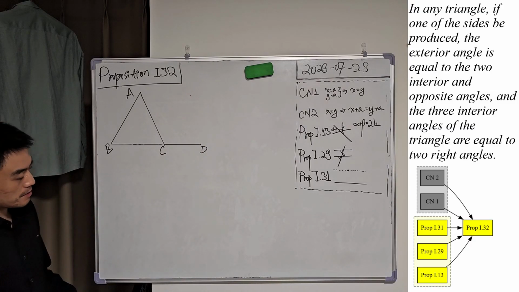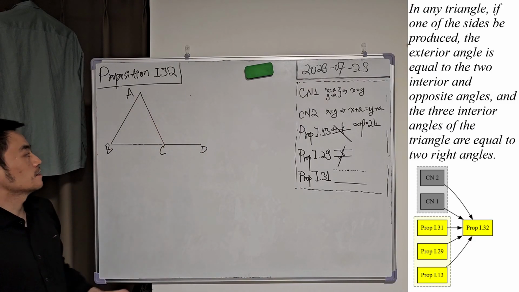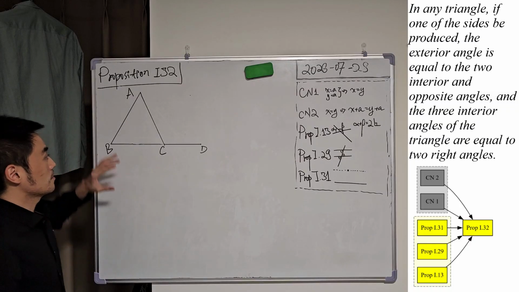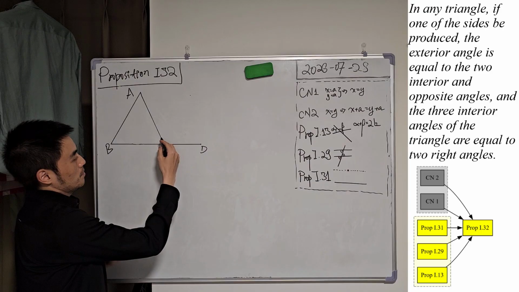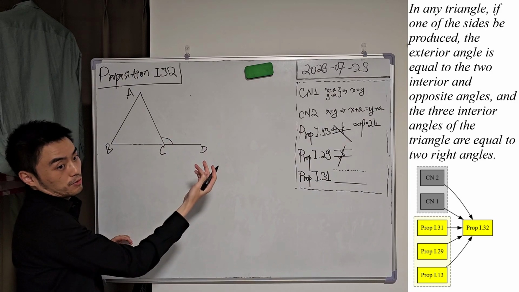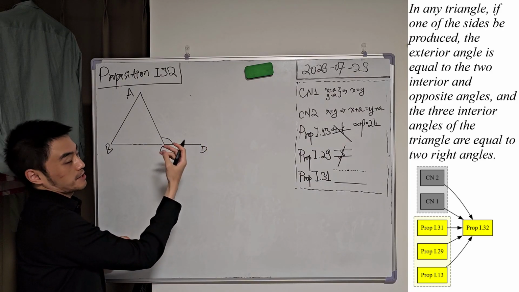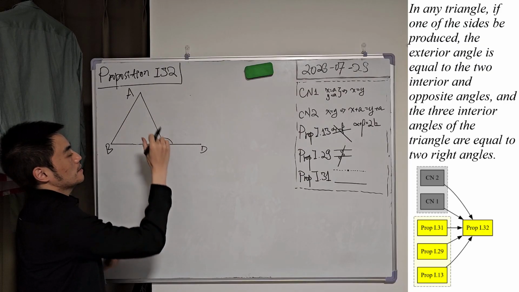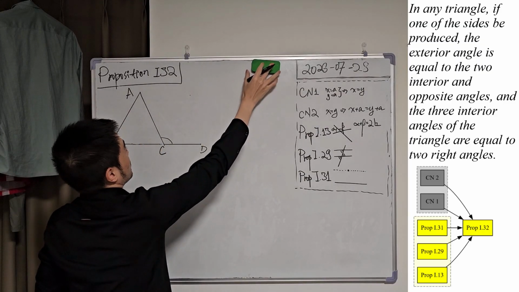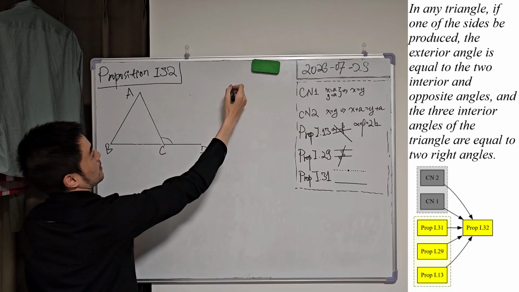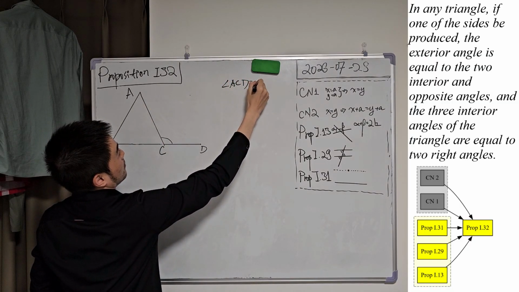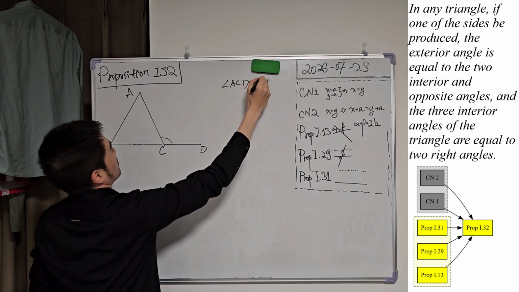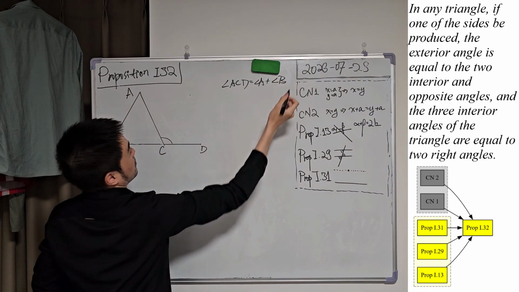Okay, so this proposition states that given any triangle, for example this, the exterior angle is equal to the sum of two opposite interior angles. For example, this proposition states that angle ACD is equal to angle A plus angle B.